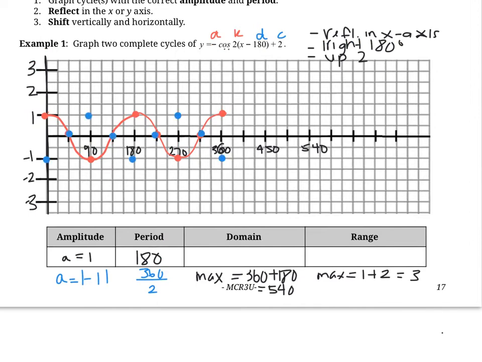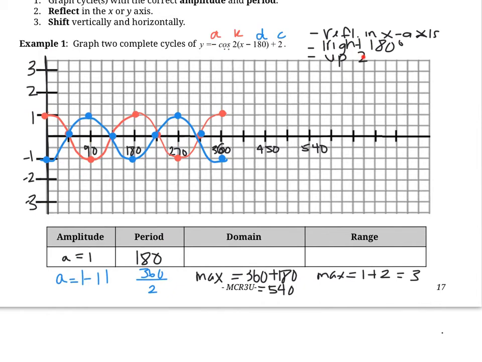So once we have all of our points reflected in the x-axis, we can connect them with a continuous curve like this. Okay, so step 1 is done. We have the amplitude and period. Step 2, we have a reflection. Our last step is to do our translations.